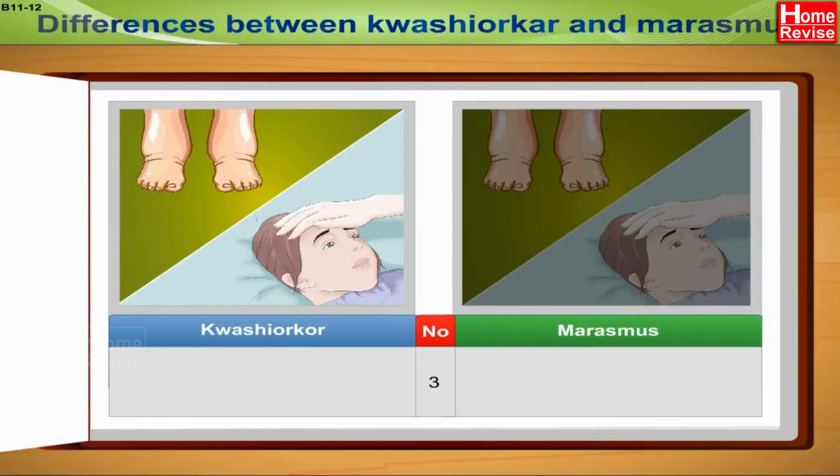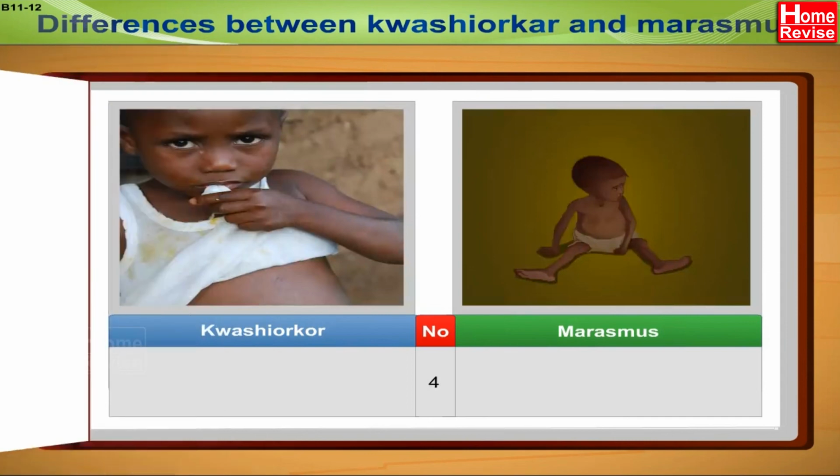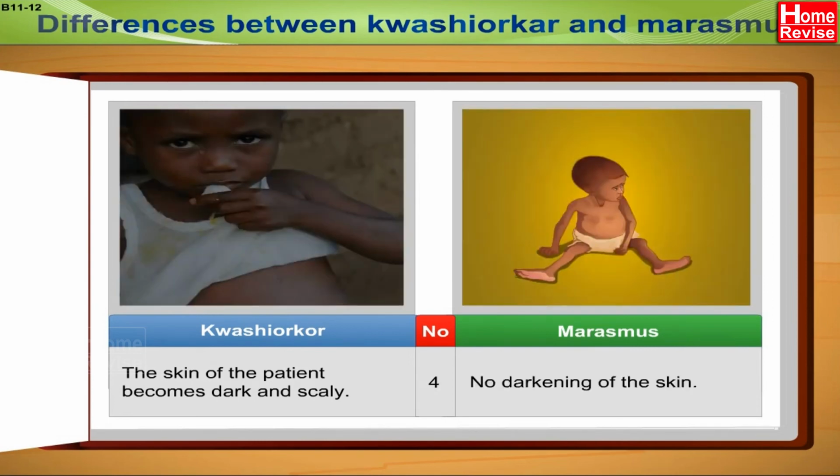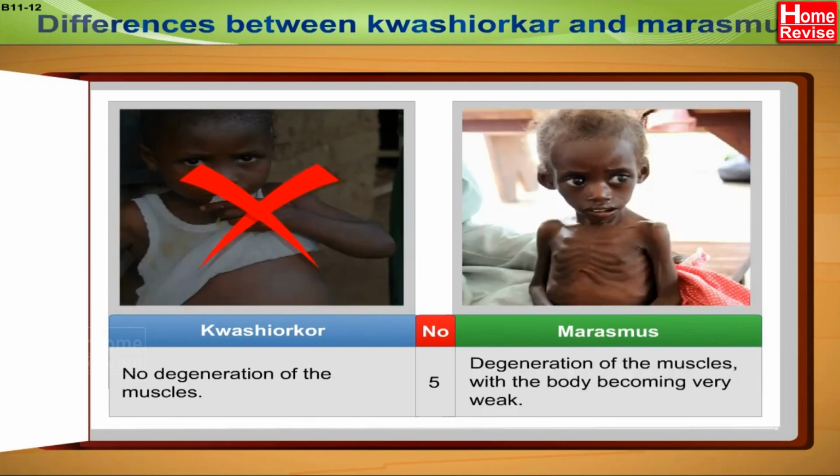3. In Kwashiorkor, there is edema of legs and face, while in marasmus there is no edema. 4. The skin of the patient becomes dark and scaly in Kwashiorkor, while there is no darkening of the skin in marasmus. 5. In Kwashiorkor, there is no degeneration of the muscles, while in marasmus there is degeneration of the muscles, with the body becoming very weak.